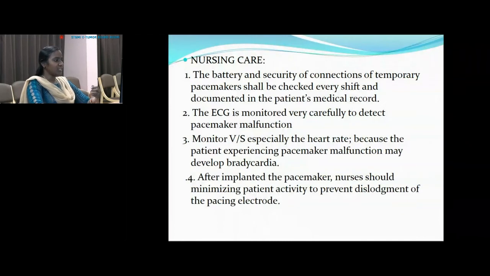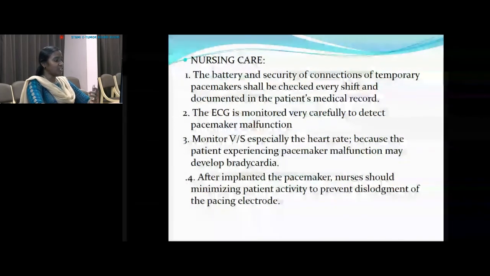Monitor vital signs, especially heart rate, because a patient experiencing pacemaker malfunction may develop bradycardia. After the pacemaker is implanted, nurses should minimize patient activity to prevent dislodgement of the patient's electrodes.